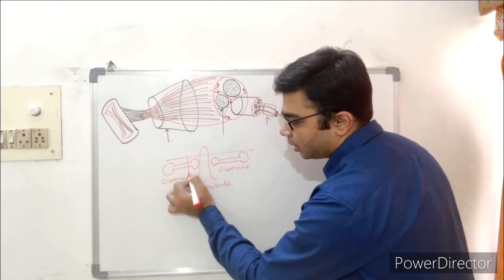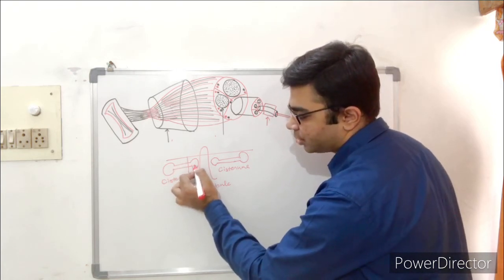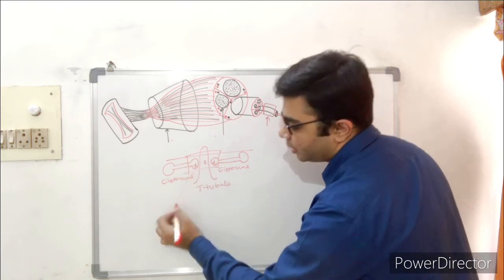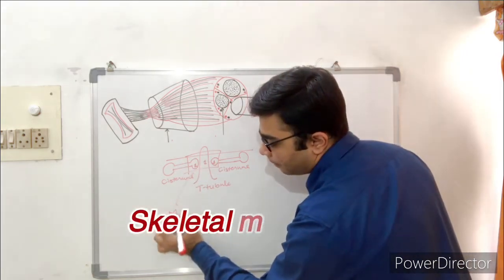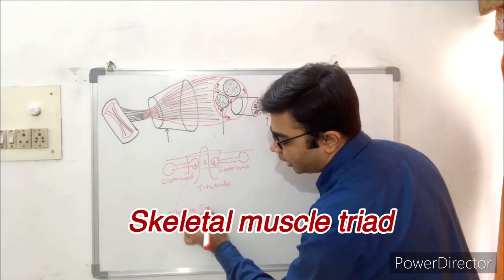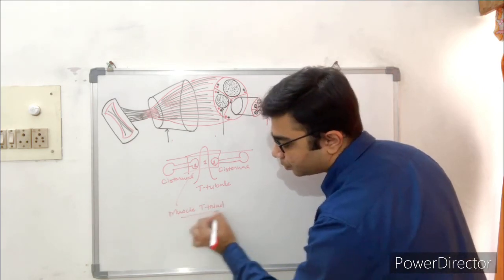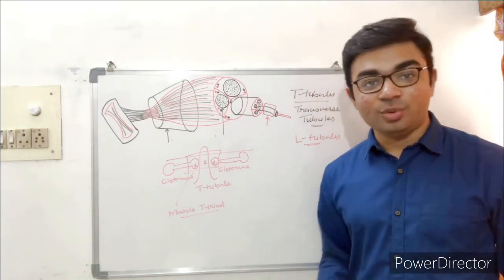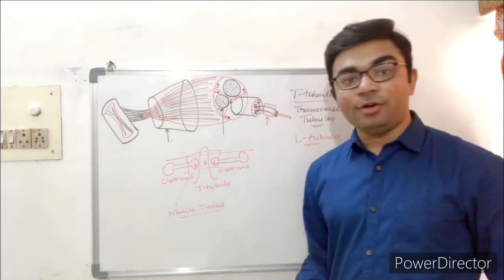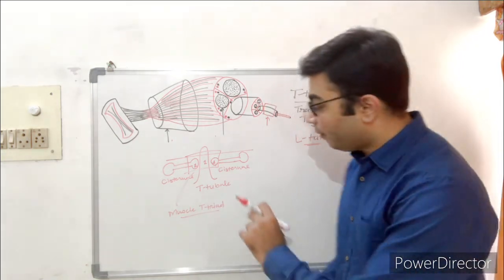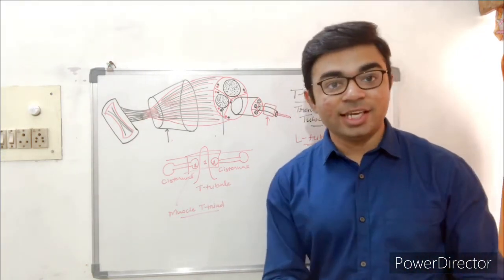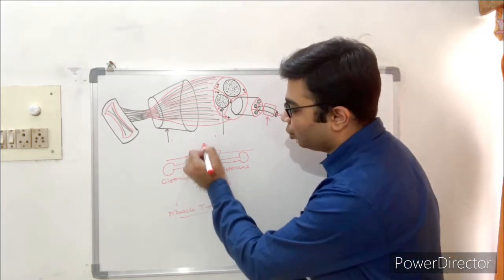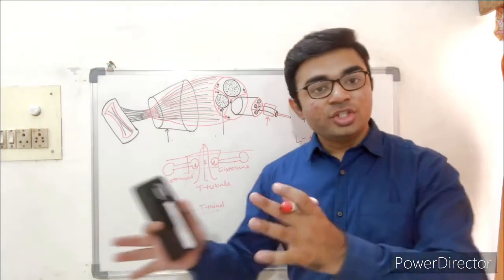This triad, that is the bulge portion of one cisternae, one T-tubule and the other cisternae, is known as the muscle triad, which is shown in this figure. So it becomes very, very easy to understand. And the significance of this is that whenever the action potential comes, as I have already explained, it becomes very easy to travel through the T-tubule and the action potential reaches each and every myofibril.